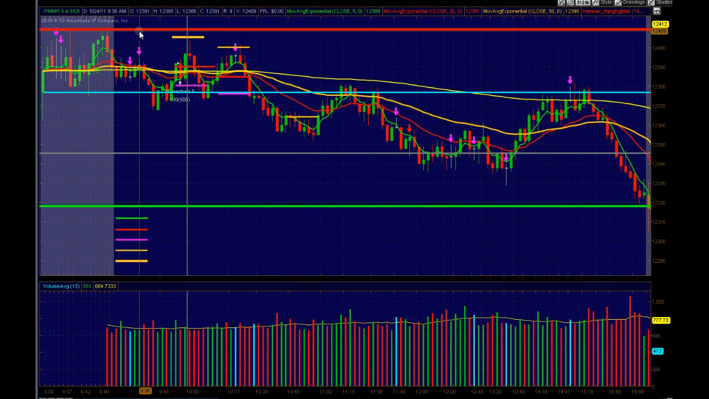But the red bar always represents the high of the week. The green bar always represents the low of the week. The blue bar represents the opening and the overnight session. This was actually Tuesday morning in Asia and then of course into Europe.